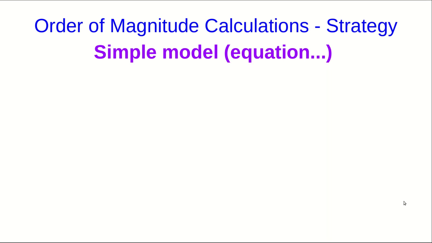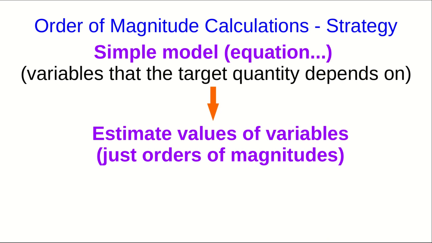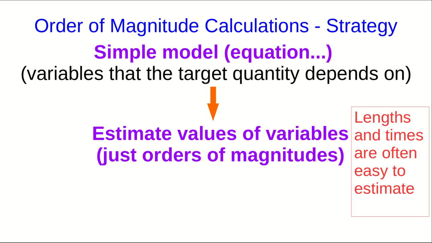Here's the general process. You start with some sort of a simple model. You want a simple equation, and in particular, you're interested in knowing what variables the target quantity that you're trying to find depends on. Once you know what those variables are, you should try to estimate the values of them, just their orders of magnitudes, but you should have picked a model where it's reasonably easy to estimate these values. Lengths and times are often the easiest things to estimate, so if you can reduce everything to estimating those, that's probably a good choice. In the end, you calculate, but that's the easy part. The difficult part would have been estimating the values of the variables.